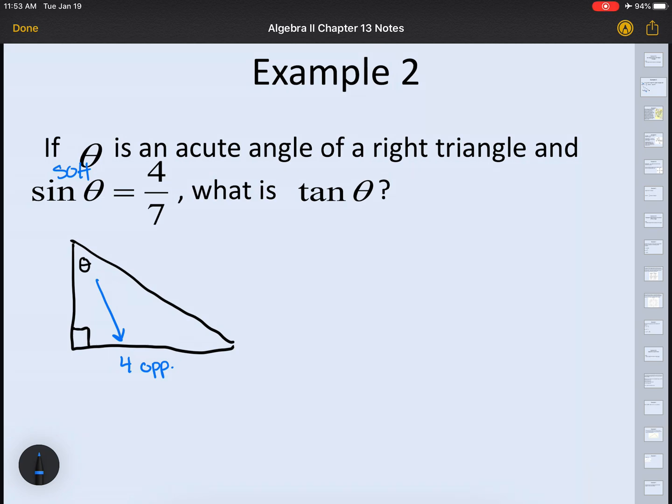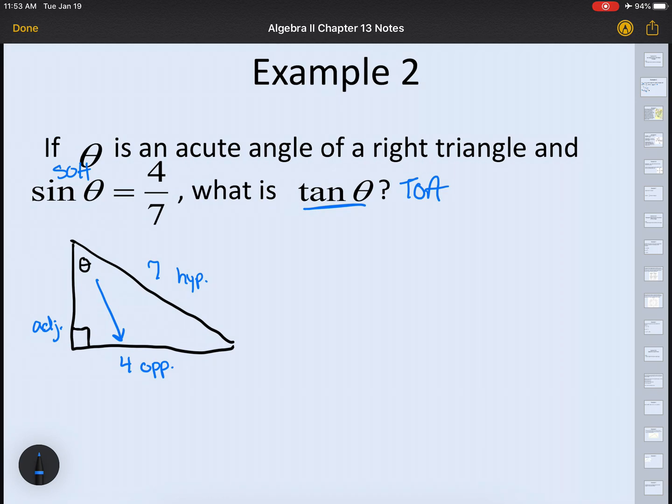And then the hypotenuse is on the bottom, so our hypotenuse is the longest side across from the 90-degree angle. So there's our hypotenuse, 7. Okay, and they want to know the tangent of theta. That's TOA, though. We have the opposite, but not the adjacent side, which helps make that angle theta. So what we're going to have to do is figure out, well, what is that adjacent side?